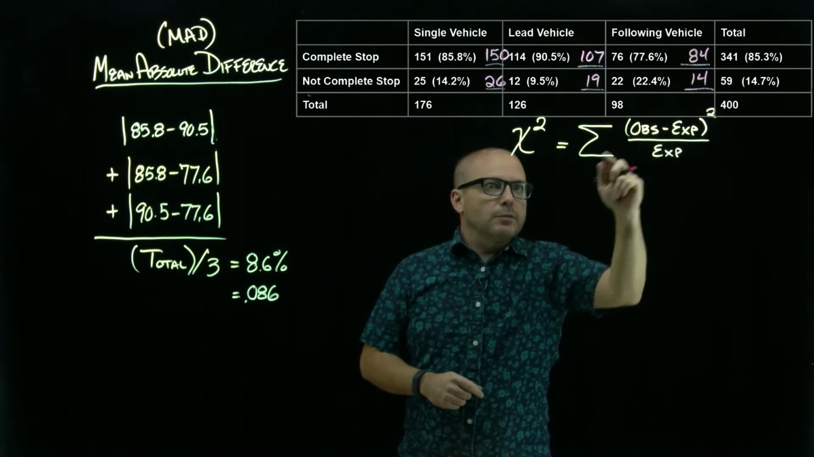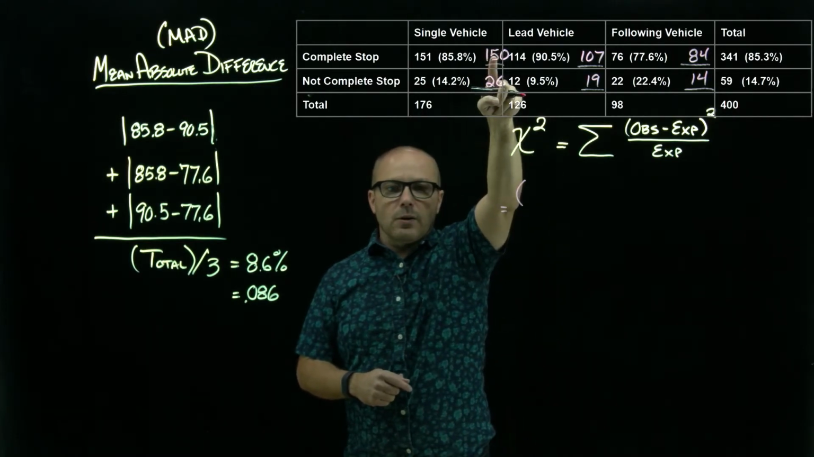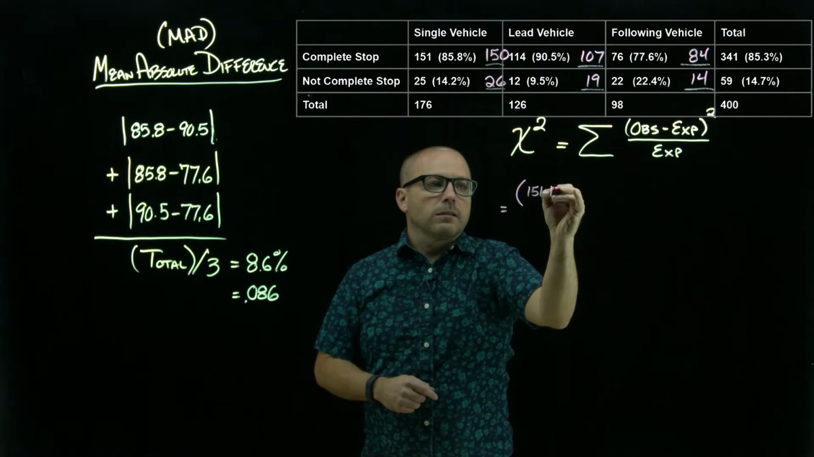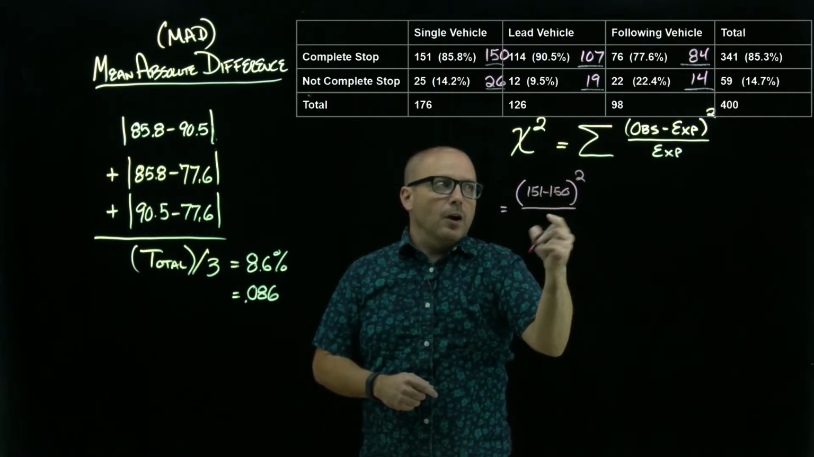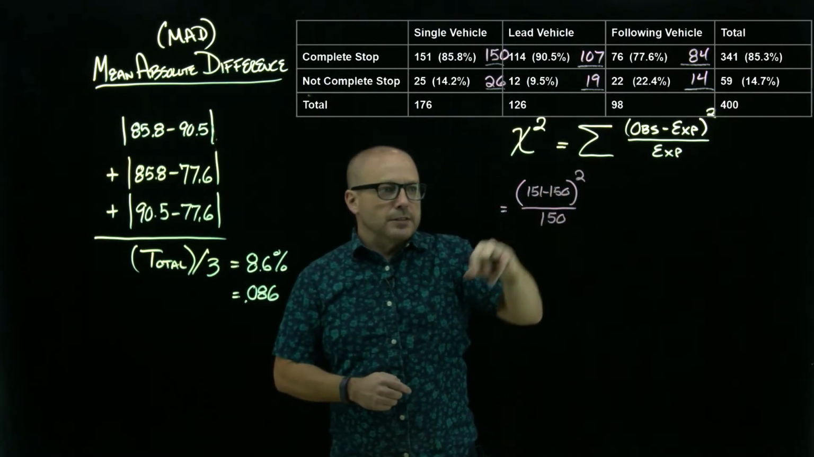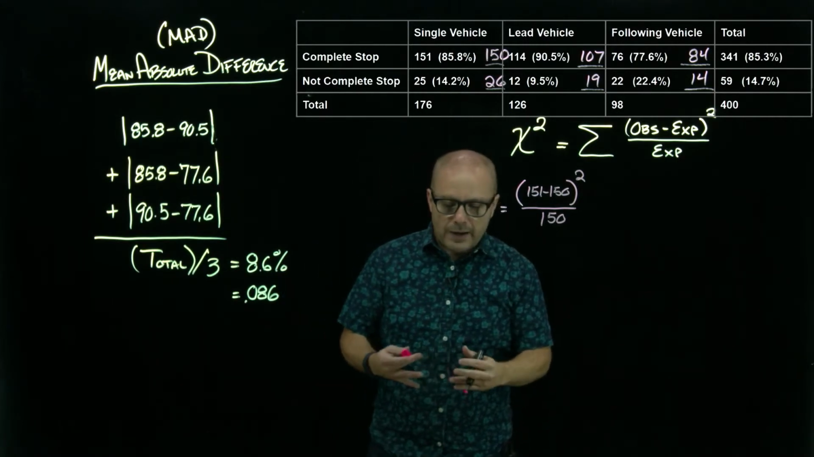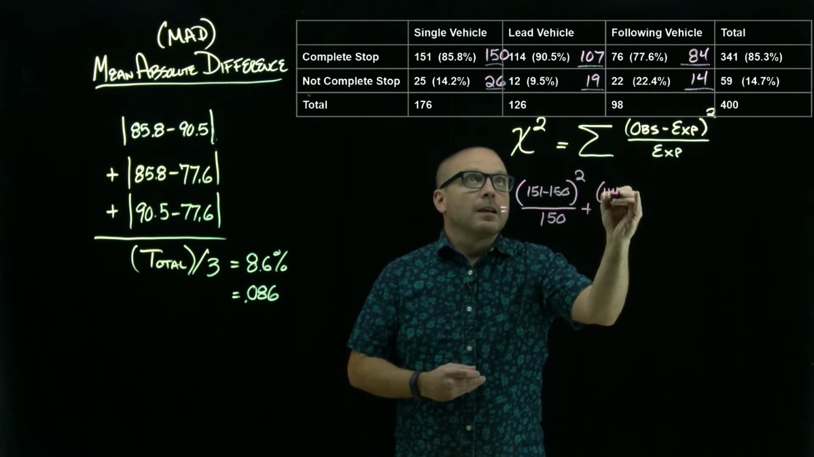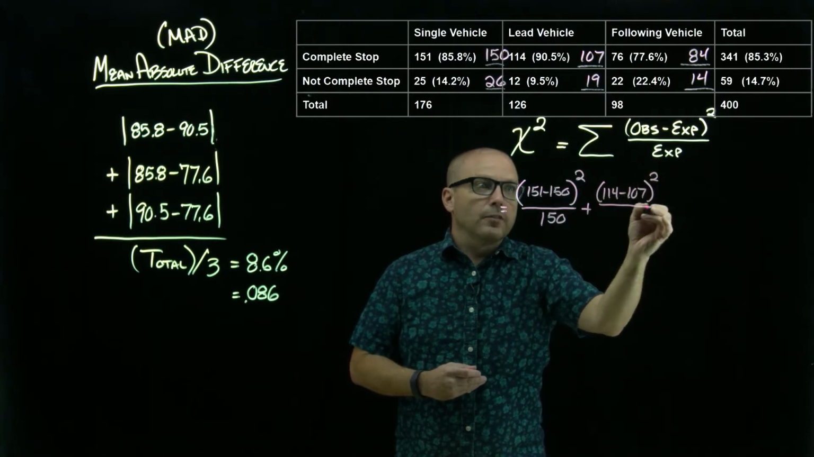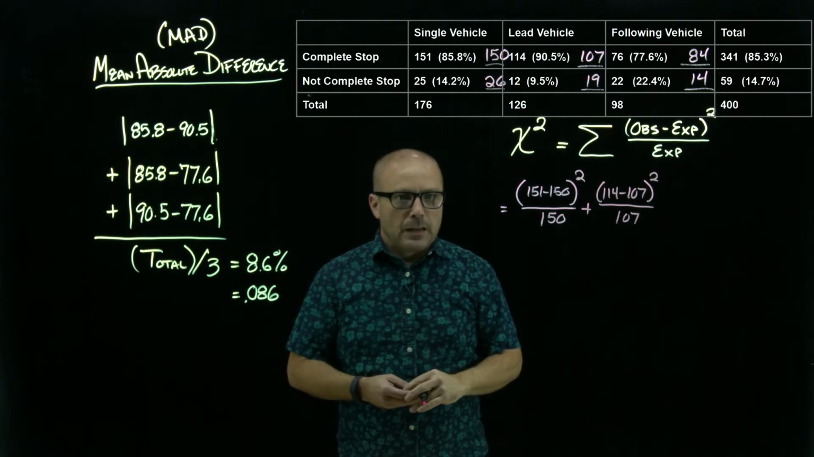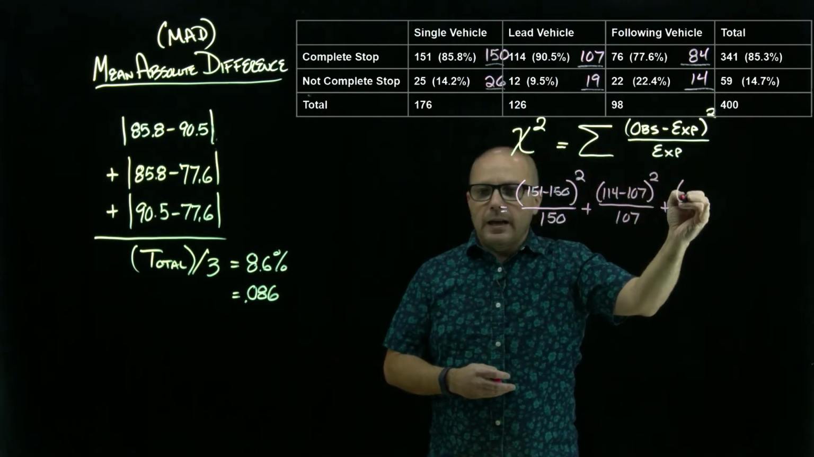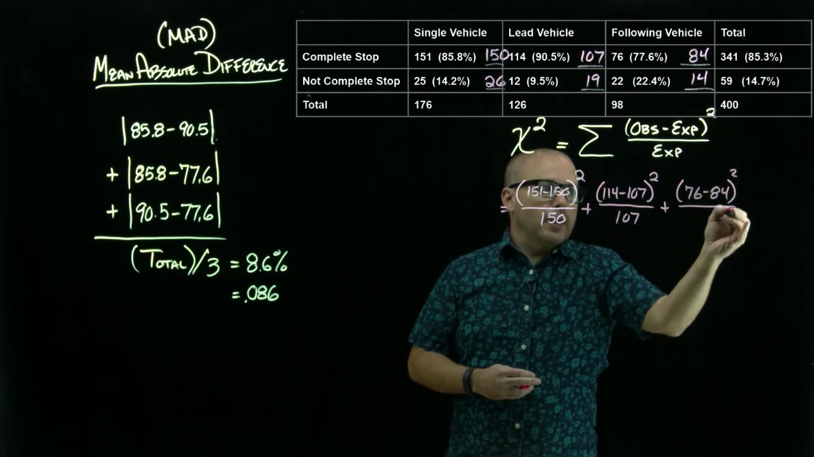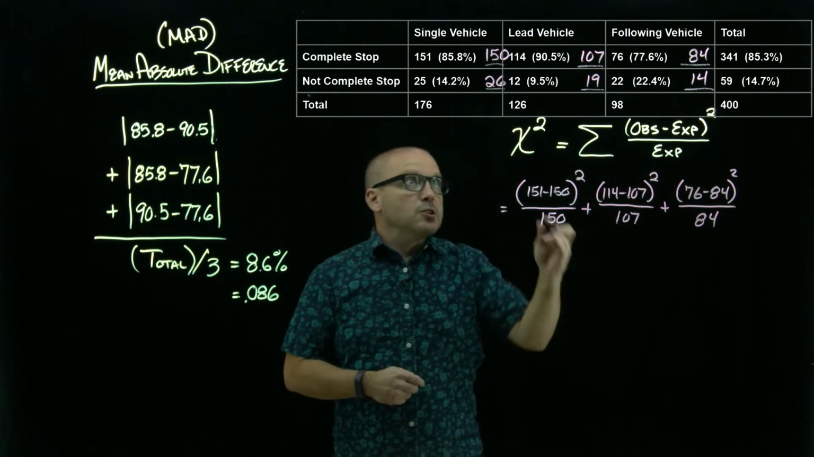So this is the difference between what we observed and what we expected. In this first category, we observed 151, and we expected 150. So a difference of 1 squared over what we expected. So it's the difference out of the expected, weighted by the expected. Next, we had 114. We expected 107 squared over what we expected. Next, we had 76. We expected 84 squared over the expected. And we do this for all 6.